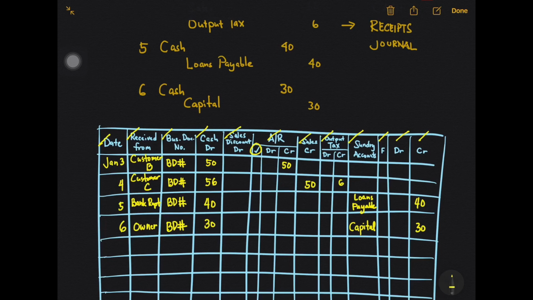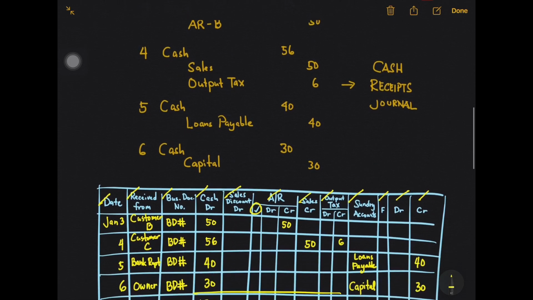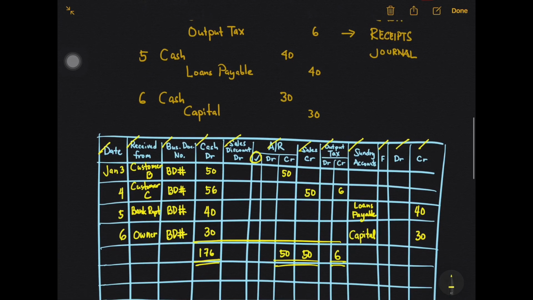Once you have all transactions for the month in the cash receipts journal, you will now go ahead and get the total. Then we double rule. So that's journalizing. Again, instead of doing these entries in the general journal, you will just write it in the cash receipts journal. Okay? Because it saves time, it saves space, it will be easier in the posting later.